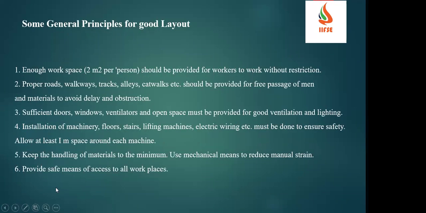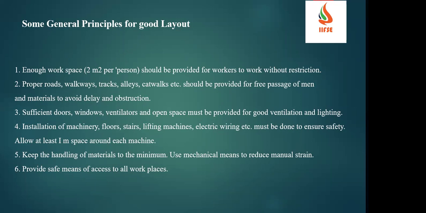Then some of the general principles of a good layout. It is about keeping 2 square meters of area for each person for better conditions, and designing proper roads, walkways and racks, etc. And sufficient doors and windows and ventilation must be provided for the open space. As I mentioned, as per the Factories Act, 15% of your floor area, you should provide for ventilation.